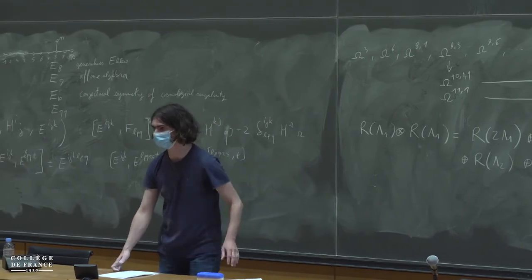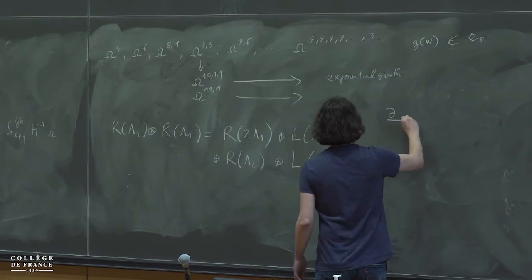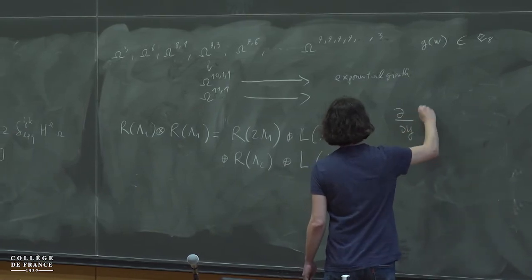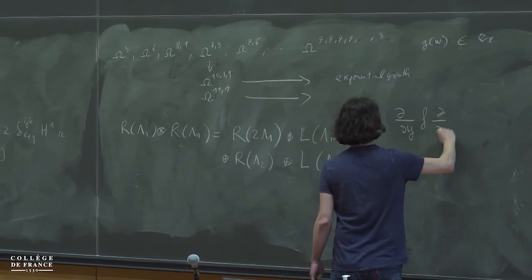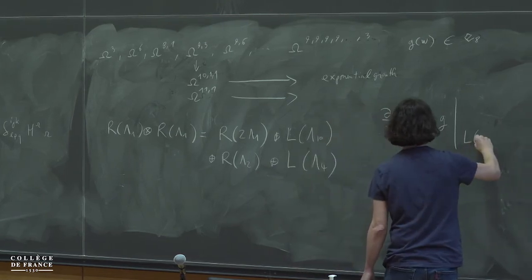So what will correspond to the section constraint now is that when you have d by dy of f d by dy on G, it vanishes if it's in one of those representations.